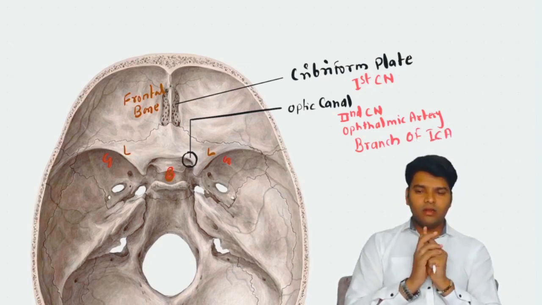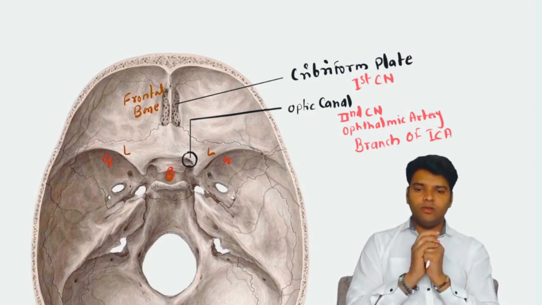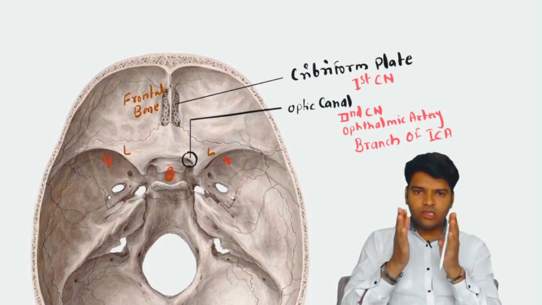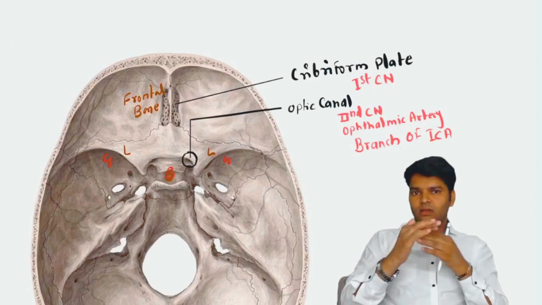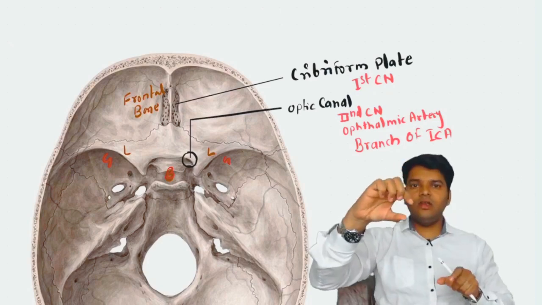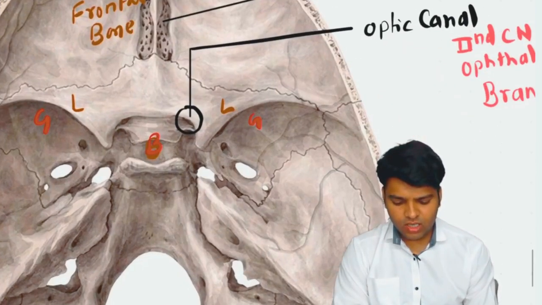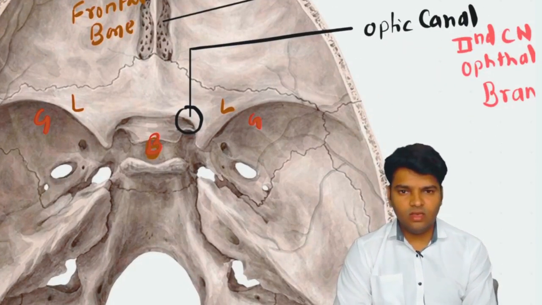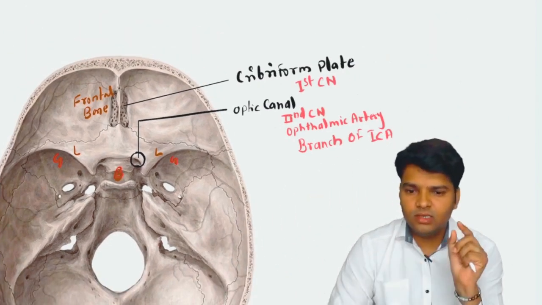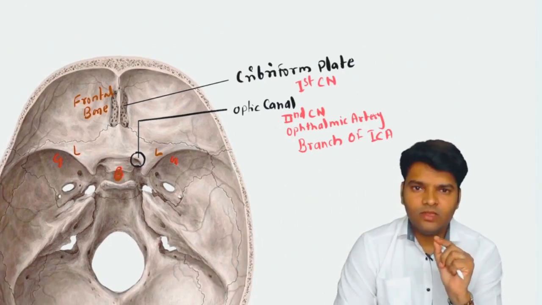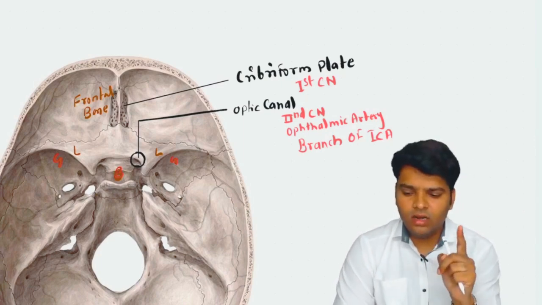So we have learned about the cribriform plate, which is a part of the ethmoid bone, and through the cribriform plate the olfactory nerve, the first cranial nerve, passes. After that, just try to understand, everything is in a proper sequence. After that, the optic canal is present. Here at the level of the body you can see this is the optic canal, and through it pass the second cranial nerve, the optic nerve, along with the ophthalmic artery, which is a branch of the internal carotid artery.